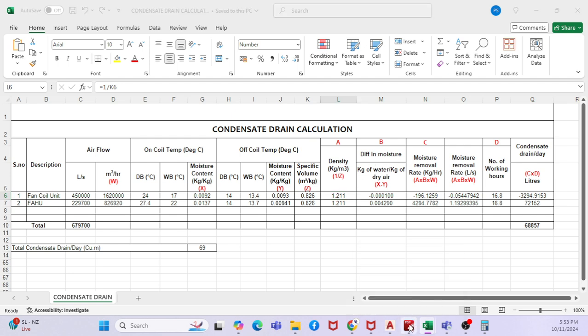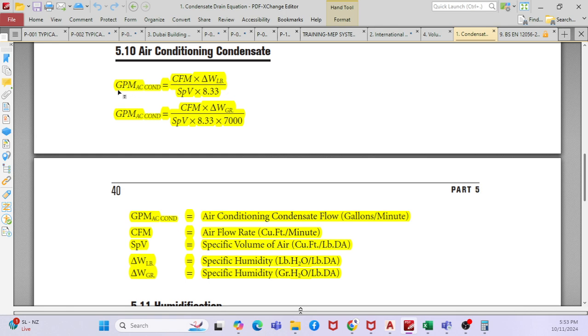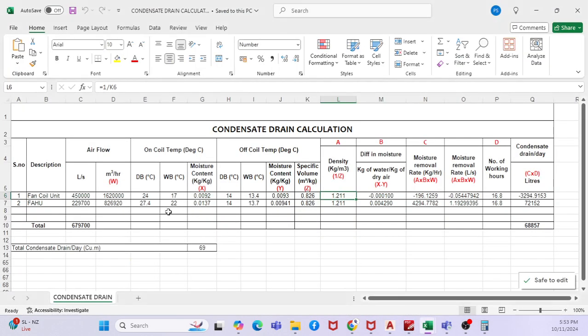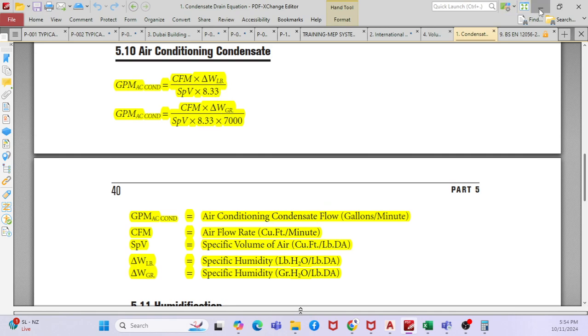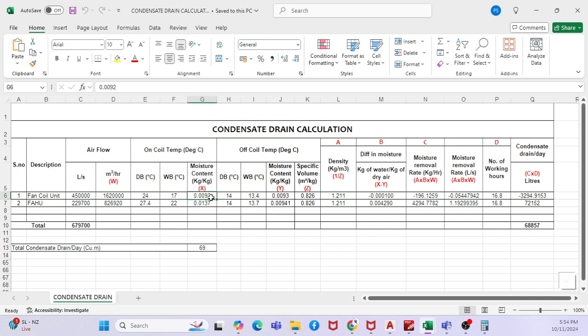Then what is the equation here? If you go by this equation, you are going to calculate the GPM of the air conditioning condensate drain. GPM is equal to CFM multiplied by delta W divided by specific volume multiplied by 8.33. So you have the CFM from the chart, CFM or liter per second or meter cube per hour. Now what do you require? You require delta W. Delta W is nothing but the difference in moisture, x minus y. Understood?